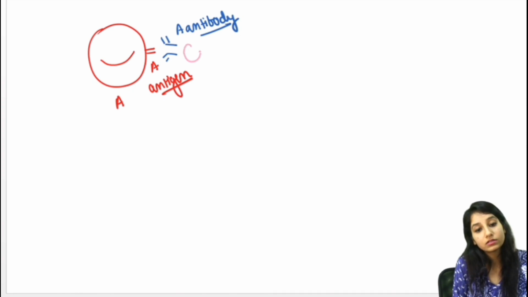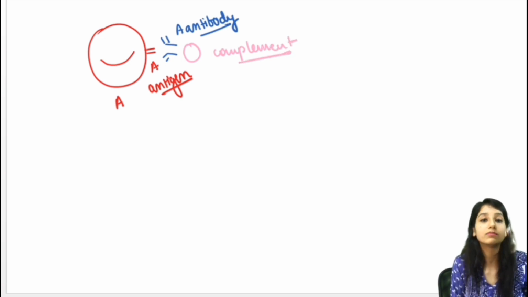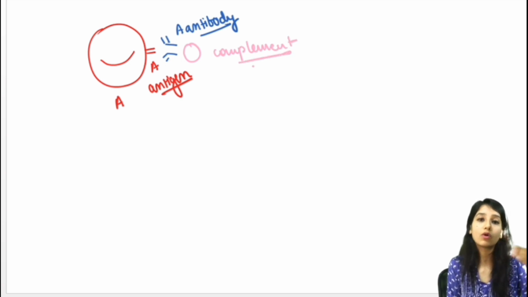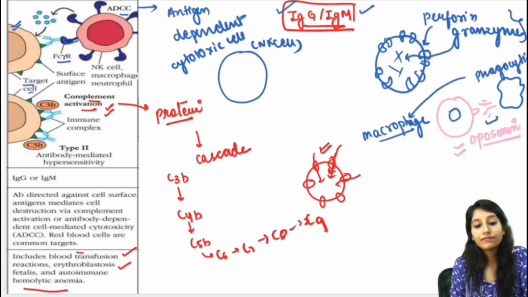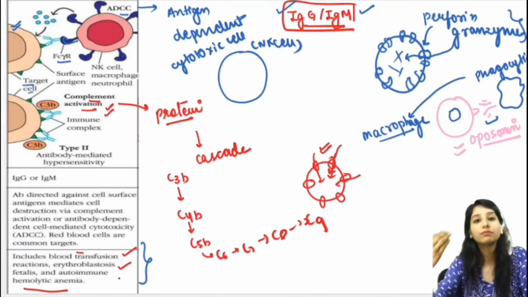The process is similar to the previous one. The complement system will get activated and it will start destroying my own cells, my own RBCs, and it will cause autoimmune hemolytic anemia. So this kind of condition will occur when an autoimmune disorder is there. These are some examples of type 2 hypersensitivity.